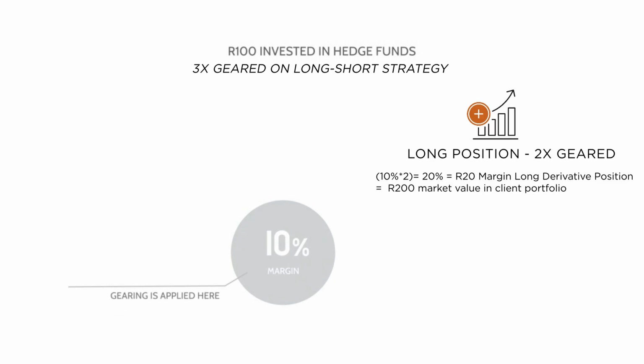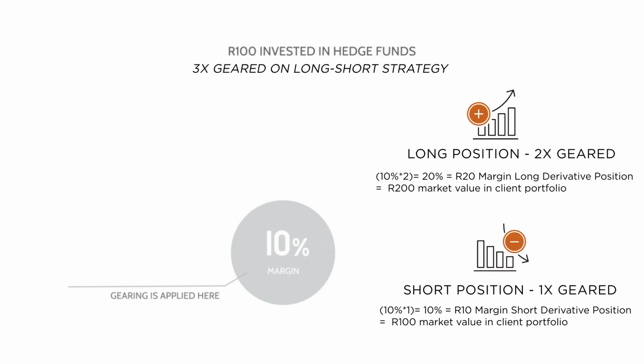The 10% margin multiplied by 2, which is 20%, equates to a 20 Rand margin in a long derivative position. This is the equivalent of 200 Rand market value in a client portfolio. 10% multiplied by 1 is 10%, which equates to a 10 Rand margin in a short derivative position. This is the equivalent of 100 Rand market value in a client portfolio.